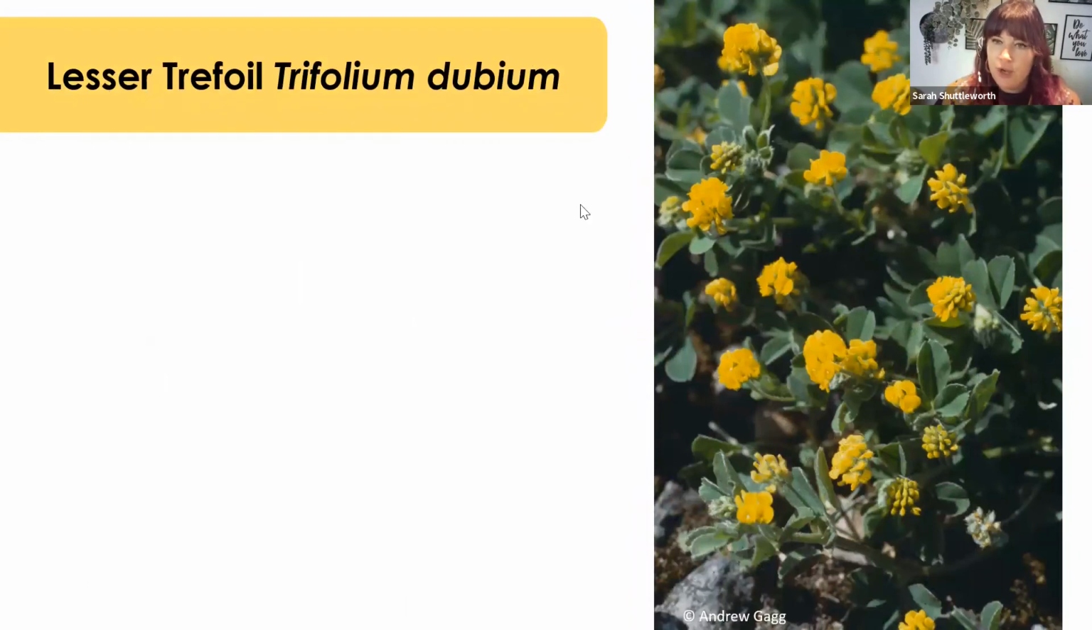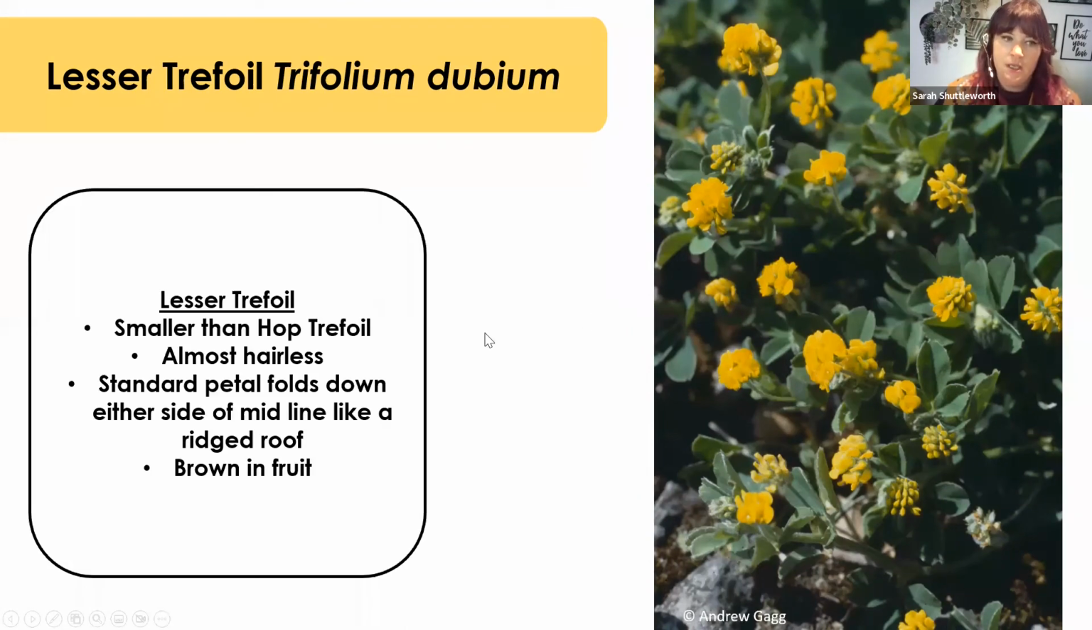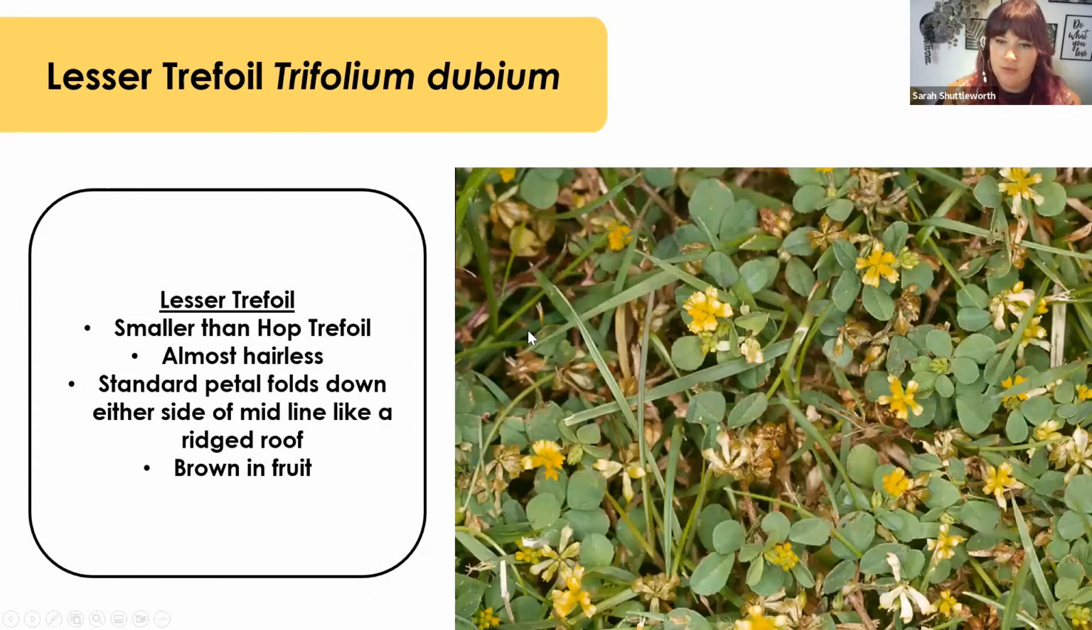Whereas lesser trefoil, although from afar you'd think, oh, well, it's a cluster of little yellow flowers on a trefoil-like plant, actually it's a lot smaller than hop trefoil, and the cluster of flower heads is much smaller, and it is almost hairless as well, whereas hop trefoil was generally quite downy. And that standard petal folds down either side of a midline, a bit more like a ridged roof, a bit more classic pea shape in that sense. And then the pods are brown in fruit, which is obviously another way to tell it apart from things like black medic.